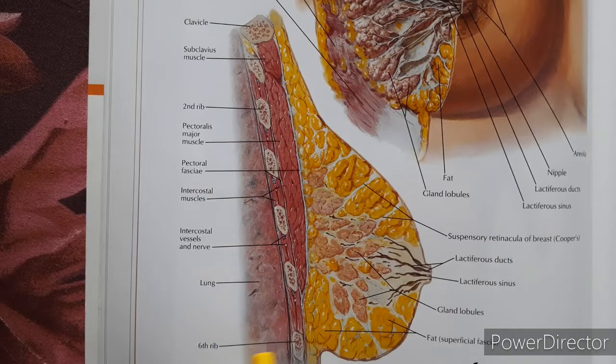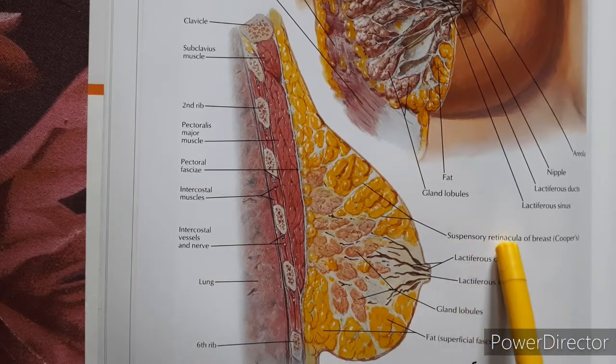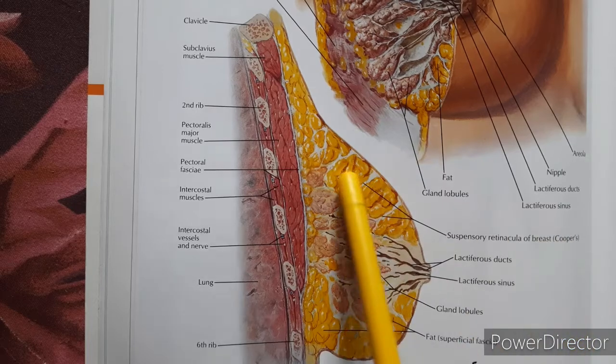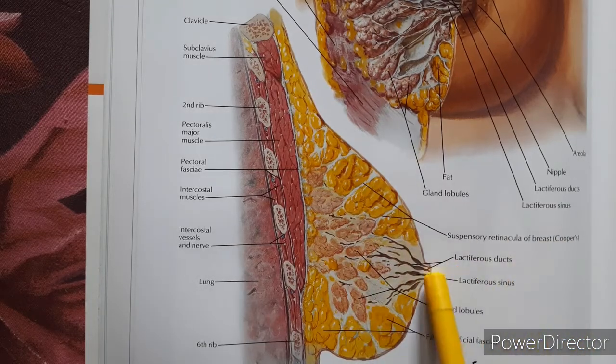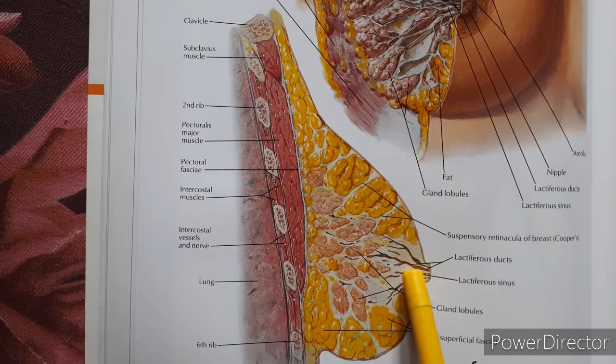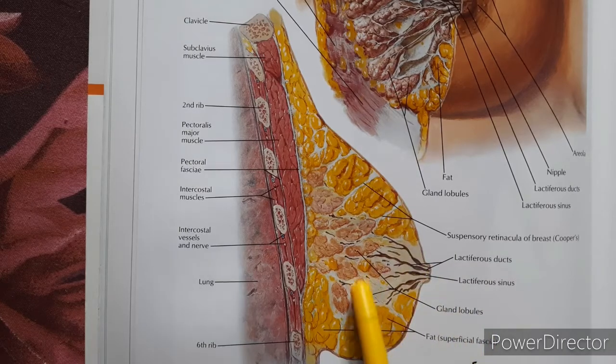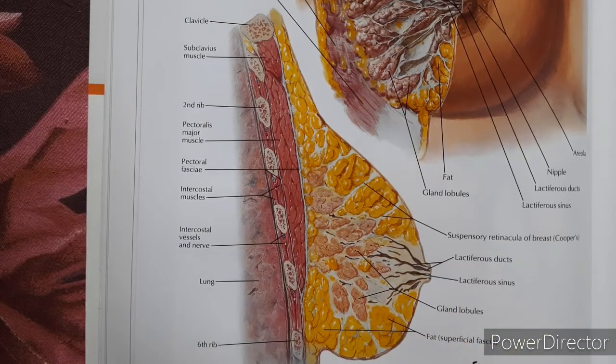Lungs. Sixth rib. Suspensory retinacula of breast, Cooper's. Lactiferous duct. Lactiferous sinus. Gland lobules. Fat, superficial fascia.